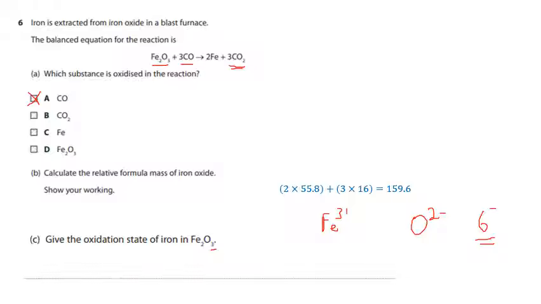Okay, and then you'll have 3 positives to balance that. The answer is 3+ or +3. Yeah, 3+ or +3. That is the oxidation state of the iron. Not Fe3+. That is the ion. The oxidation state is 3+ or +3.